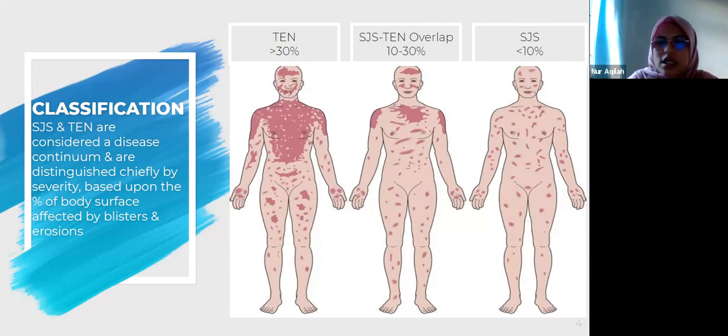Okay, so the first one, we can see the SJS, which involves less than 10% detachment of the body surface area. And then we also have SJS and TEN overlap, which involves 10 to 30% of the body surface area detachment. And then for TEN, it involves the detachment of more than 30% body surface area, where we get the detachment which is like blisters and also erosions of the skin.